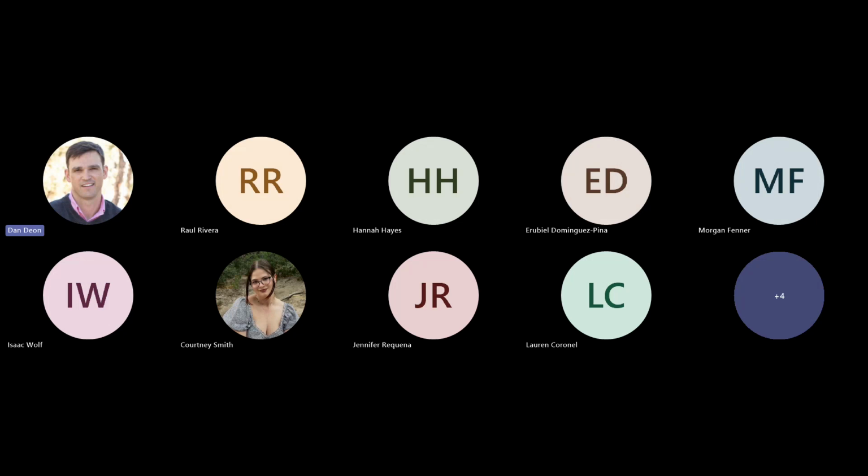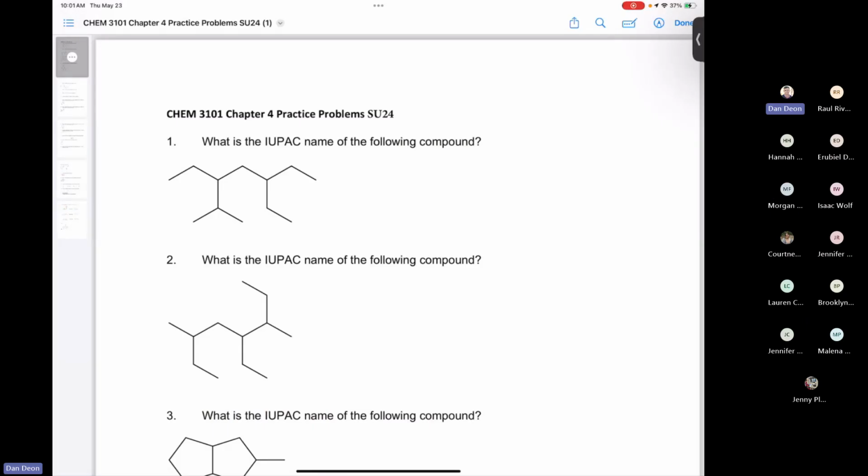Okay, let's take a look at those practice problems. The first one says, what is the IUPAC name of the following compounds? Remember, we have to find the longest carbon chain. And not only do we want to find the longest chain, we want to find the longest chain with the most what? With the most branches, okay?